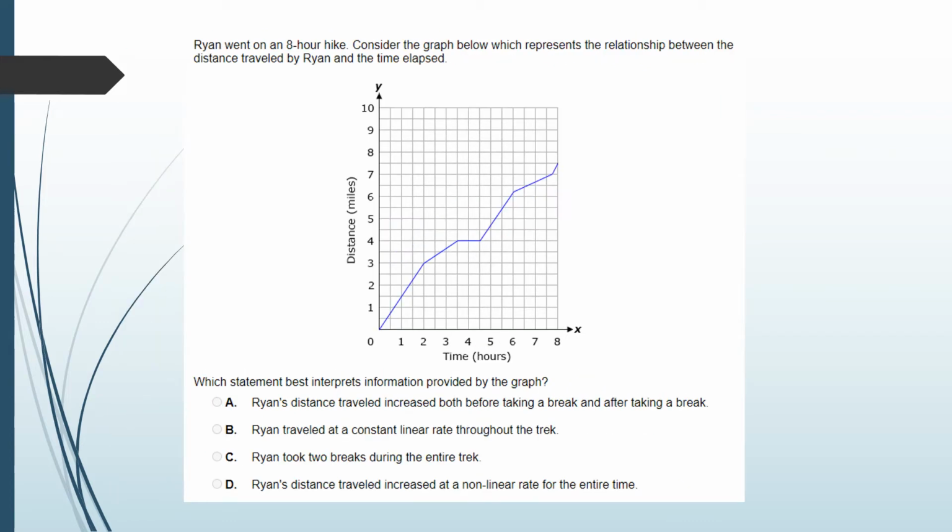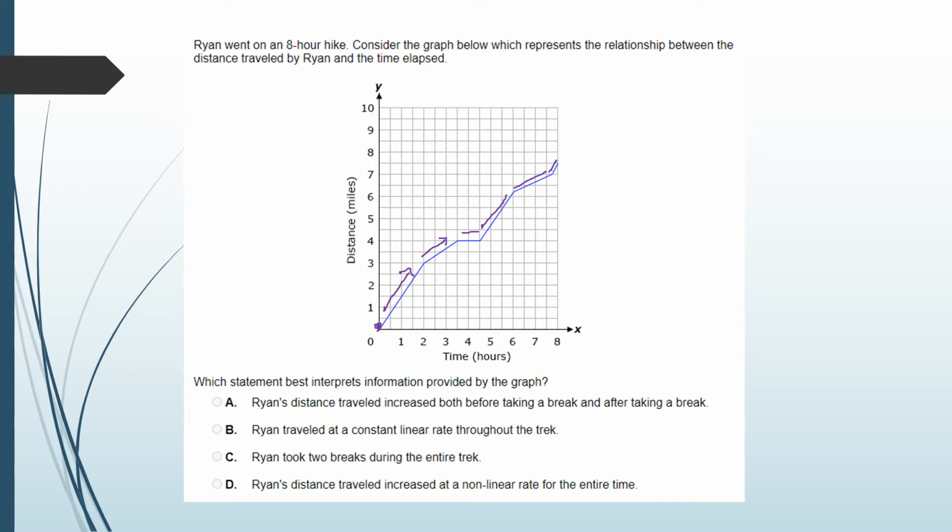Ryan went on an 8-hour hike. Consider the graph below, which represents the relationship between the distance traveled by Ryan and the time elapsed. Which statement best interprets information provided by the graph? Let's see what happened. As he started, he had gone 0 miles in 0 time, and it goes up. It changes a little bit and goes at a little different slope. Then it goes constant. Then it goes up a little slower, and then up again.